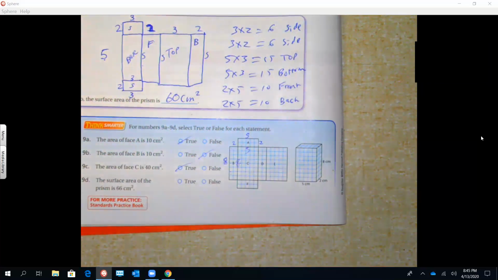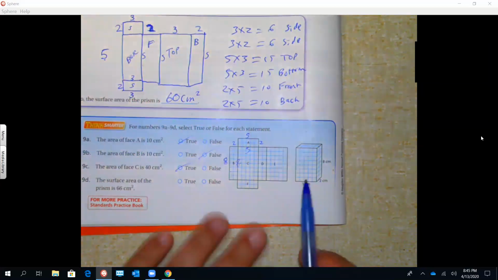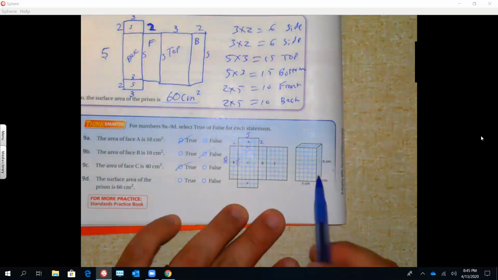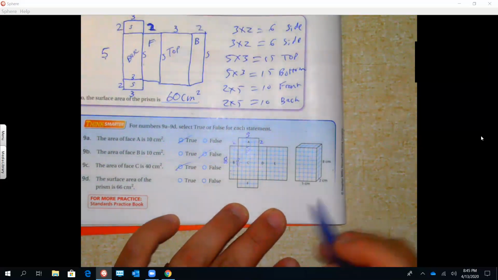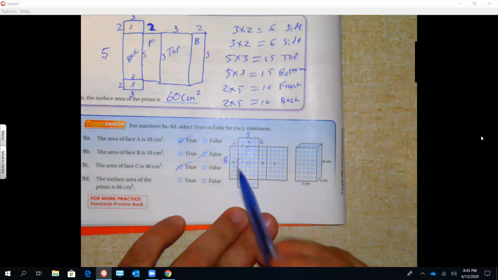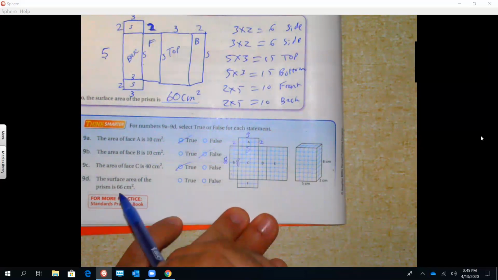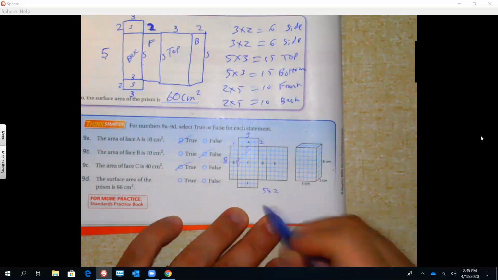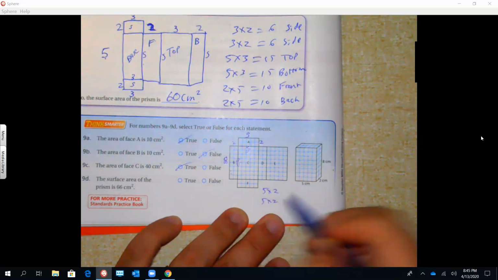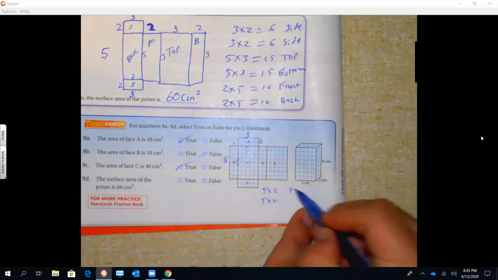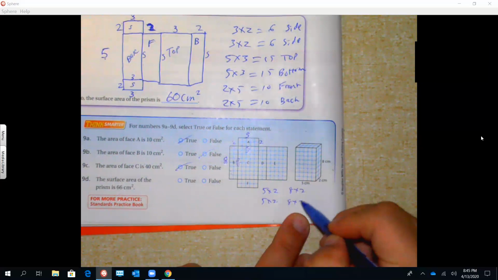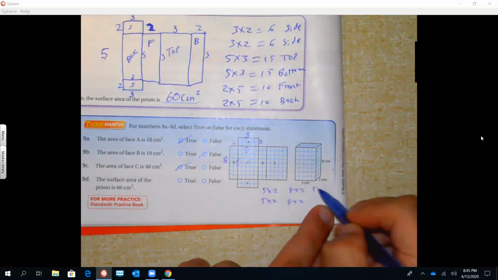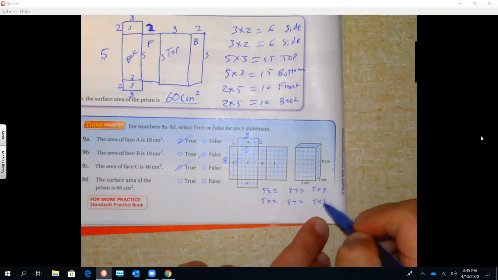Well, let's do some quick math. They give us the dimensions right here. So you can add up every square and you get 66. That's one way of doing it. Or you can go 5 times 2, 5 times 2, 8 times 2, 8 times 2, and 5 times 8, 5 times 8.